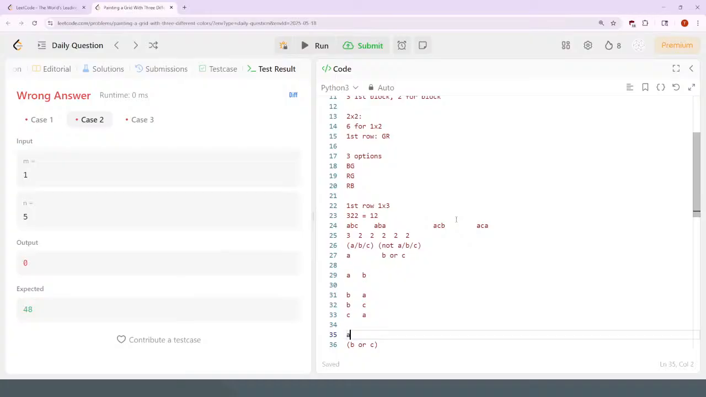So the first 3 elements could be ABC, ABA, ACB, or ACA. So that's 4, where A is the start, so A could be 1 to 12.